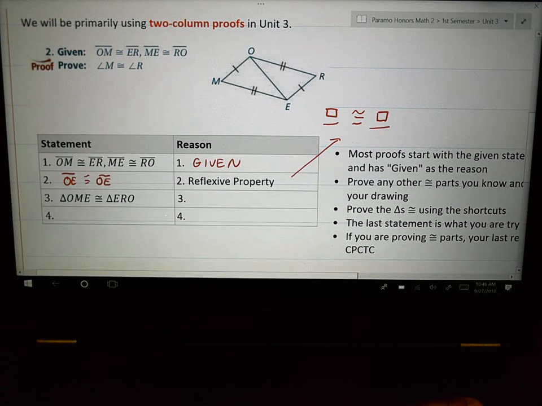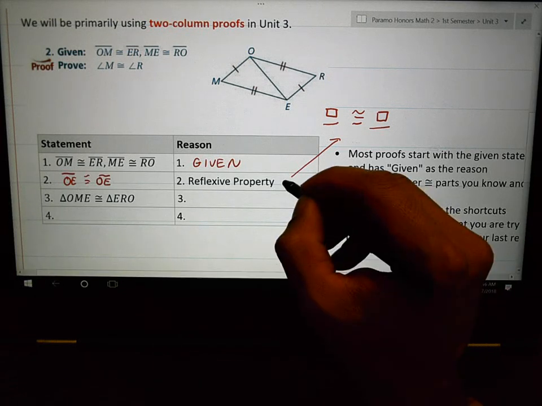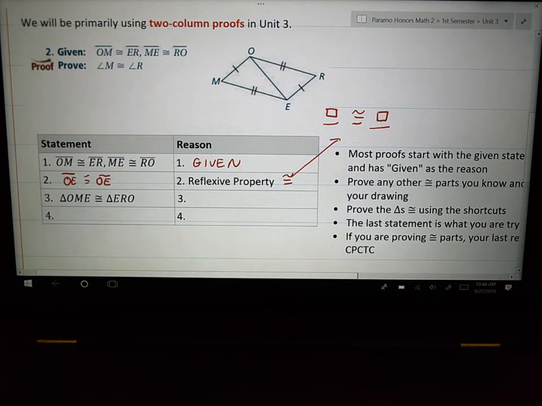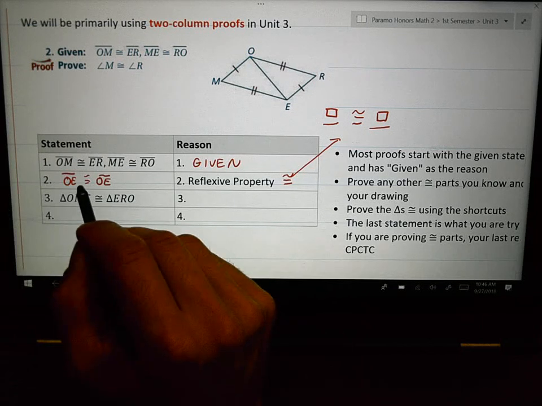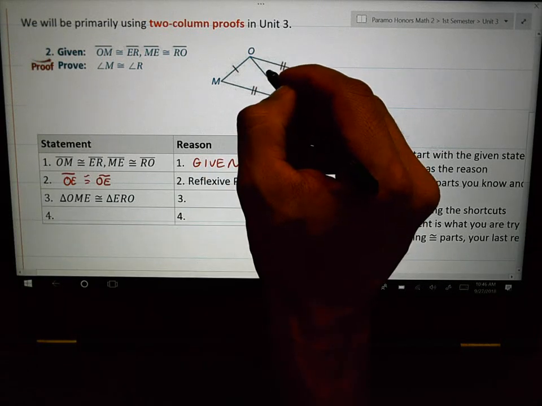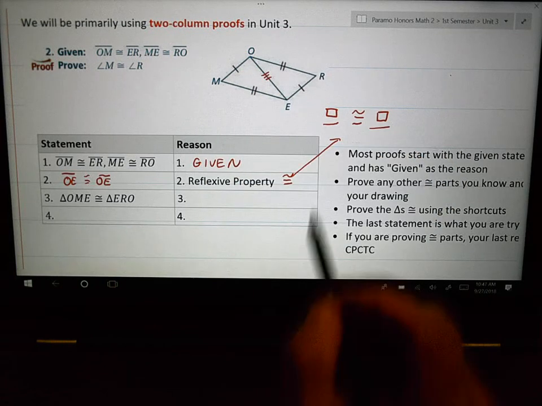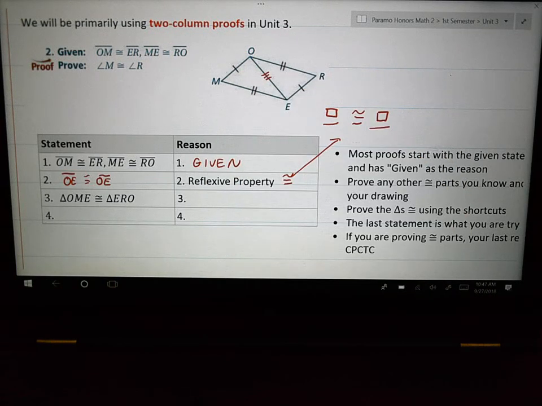What proves that something is the same as itself? The reflexive property of congruence. You can say reflexive property for short. What that does is allow me to know that this third side is the same in both triangles. So I can add that to my drawing.